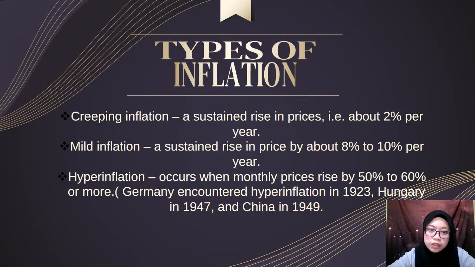Types of inflation. First, rapid inflation, a sustained rise in price of about 2% per year. Mid inflation is a sustained rise in price by about 8 to 10% per year. Hyperinflation occurs when monthly prices rise by 50 to 60% or more. Germany encountered hyperinflation in 1922, Hungary in 1944, and China in 1949.